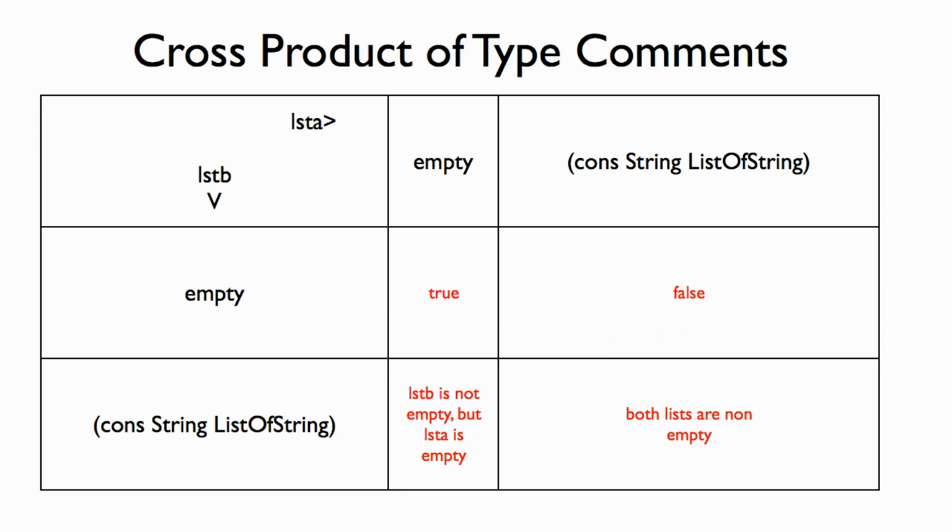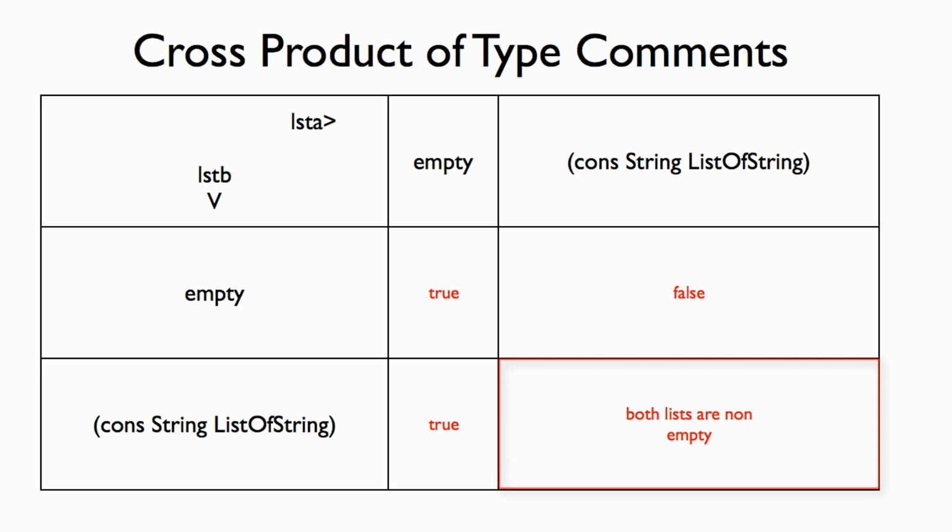And when list B is not empty but list A is empty, the check-expects tell us that what we want to produce in this case is true. Now what do the check-expects tell us about this case? This is the complicated case where both list A and list B are cons.